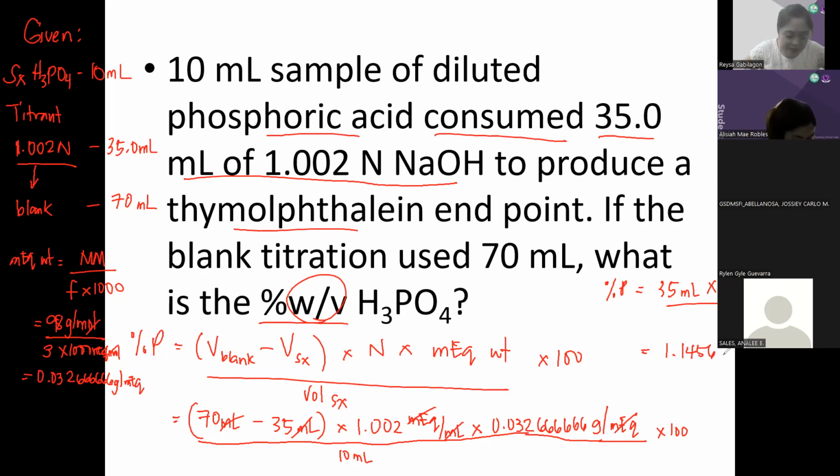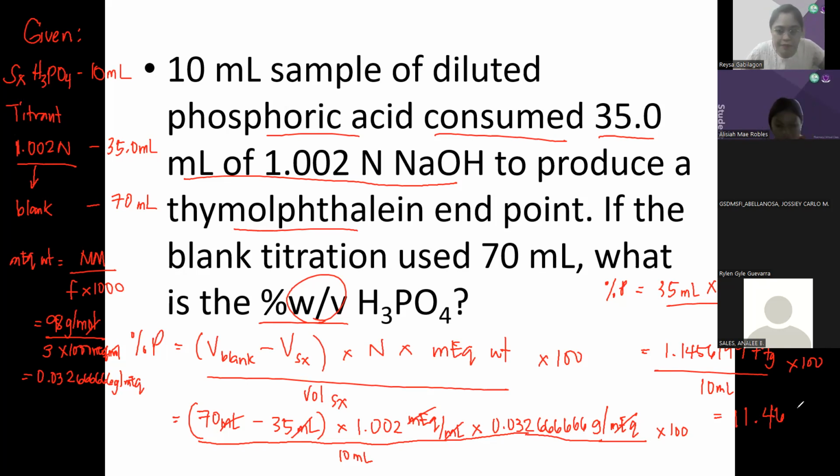Be patient with the numbers, because I'm not fond of rounding off during the process. We will do the rounding off in the final answer. 10 mL, I forgot the grams, times 100. Okay, so 1.1456199 divided by 10 times 100 is 11.46. How about the unit for this?